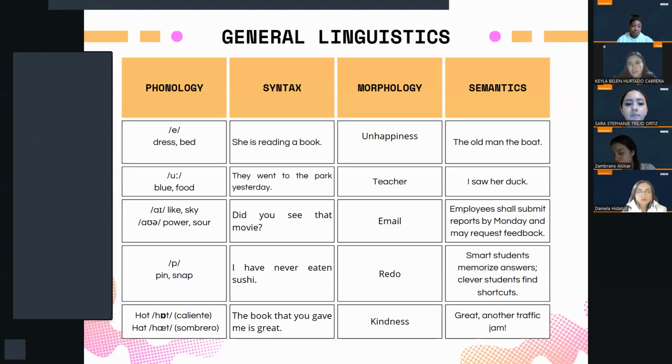So this group, we're going to talk about the linguistics area.